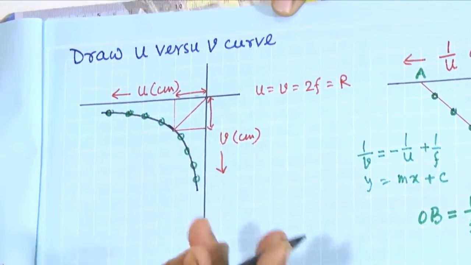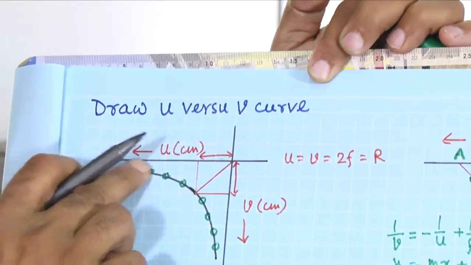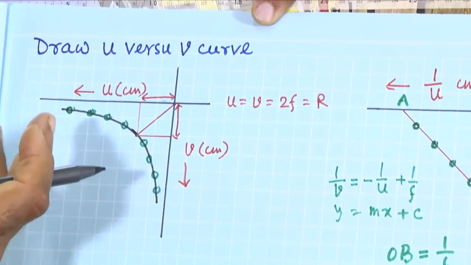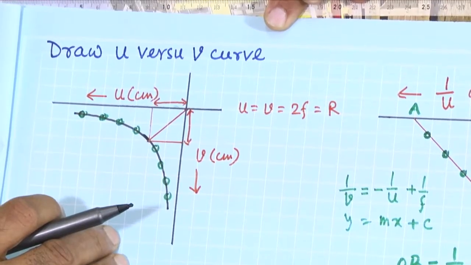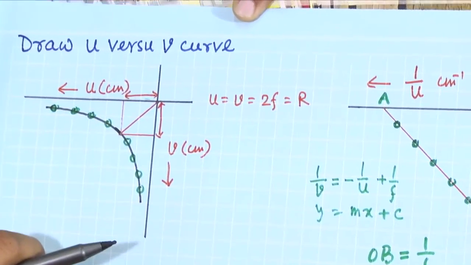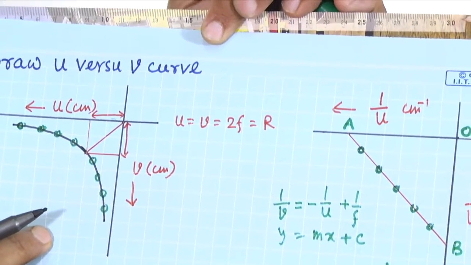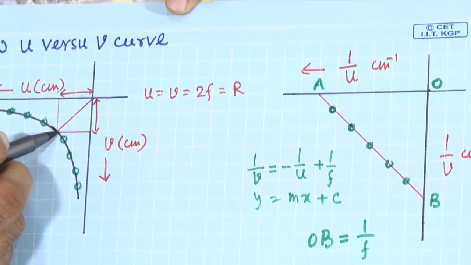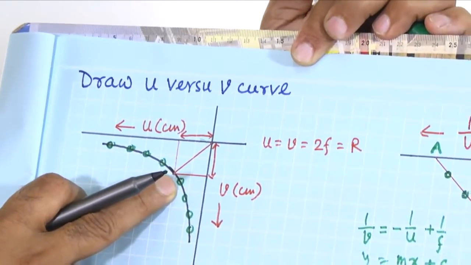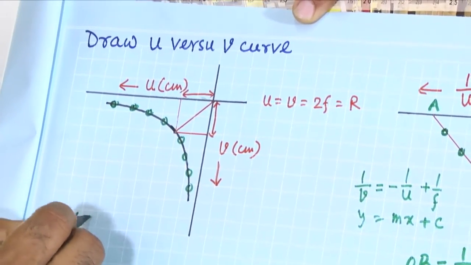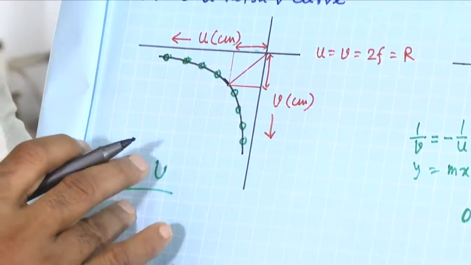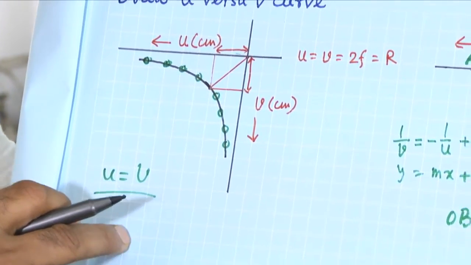Now it will basically be a curve like this. Now here, how to find out the focal length from this curve? You have to consider the fact that if you get a point on the curve where the u and v values are the same, that is, when u equals v, it is only possible when the image and the object both are at the center of curvature, at C.